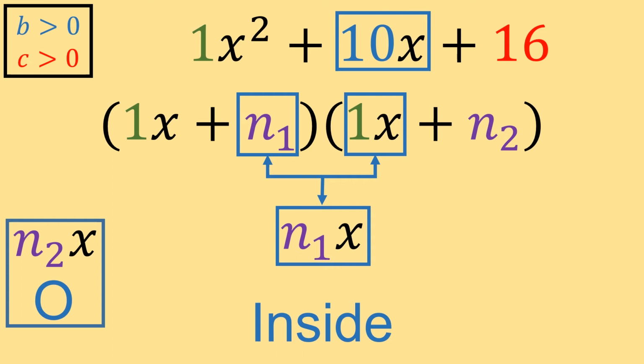So in the first binomial, that's the second term, and in the second binomial, it's the first term, which is n1 and 1x in this case. And when I multiply those two together, I get n1x. Now, the reason O and I are both colored blue is because really they both have x to the 1 power in them. So in other words, we can add them together.